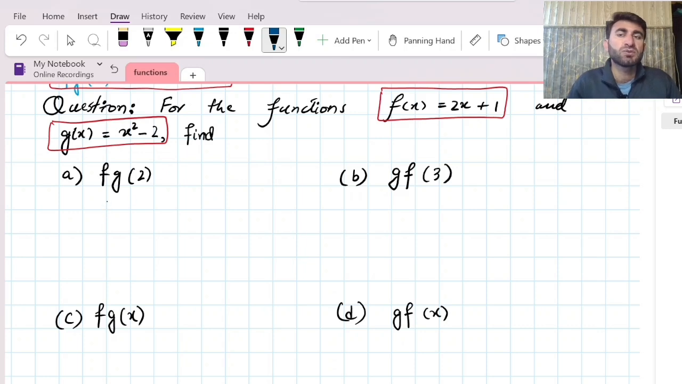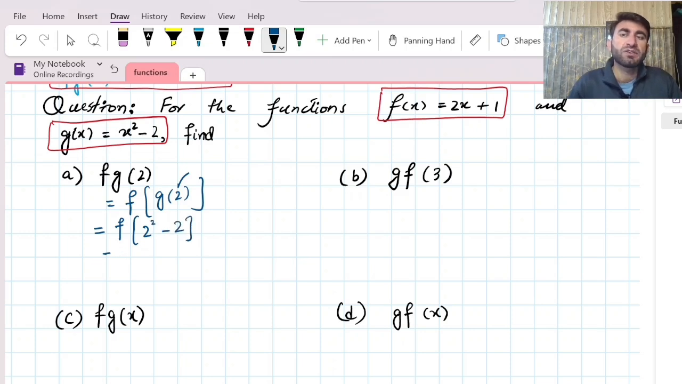No, we can just do it directly by writing it f of g of 2. So we can find g of 2 easily by replacing x with 2 in function g of x. The function g of x was x square minus 2, so we keep f as it is and write the value of g of 2. It will become 2 square minus 2.